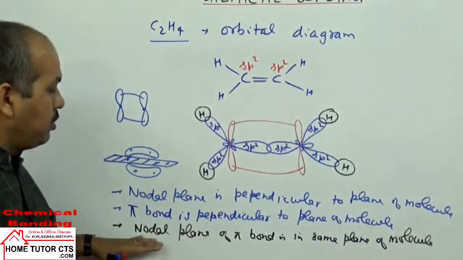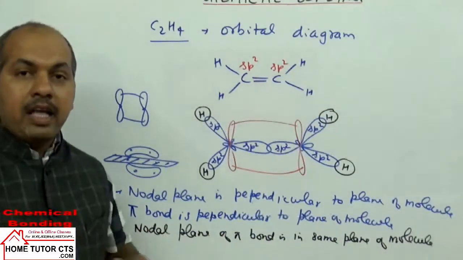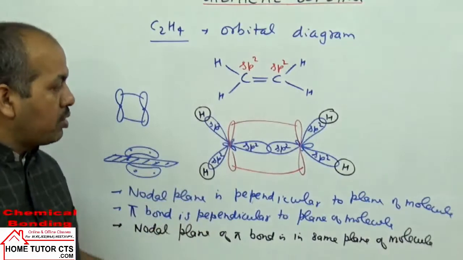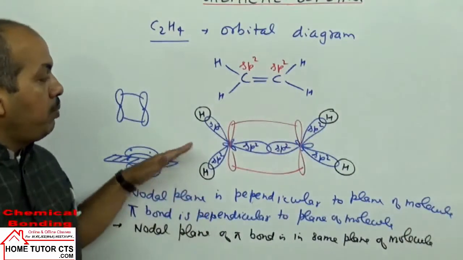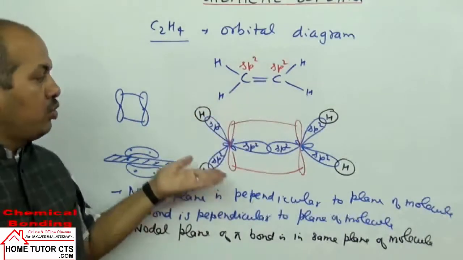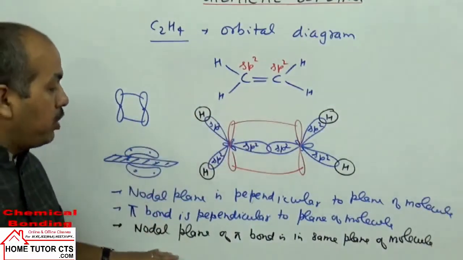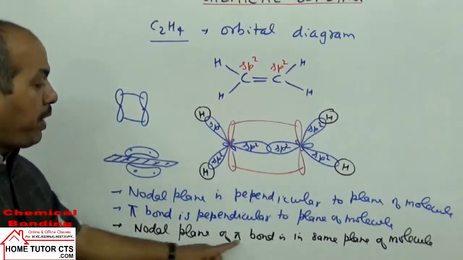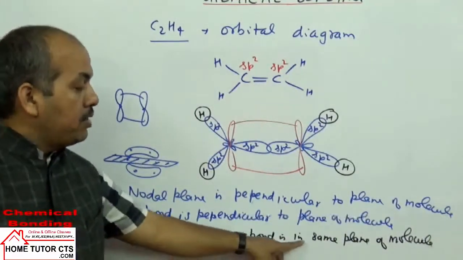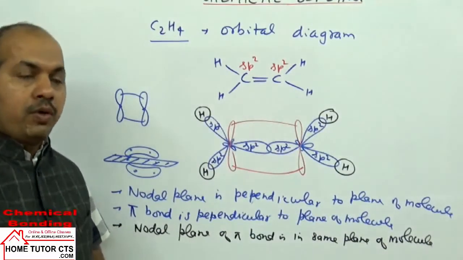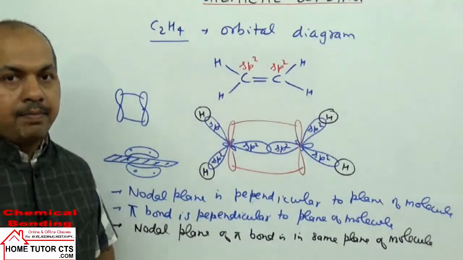This question was given: the nodal plane of the pi bond in the ethene molecule is lying where? Options were given in the question: it is perpendicular to the plane of the molecule, it is in the plane of the pi bond, or to the pi bond it is in the plane of the molecule. So the correct answer was this one, that the nodal plane of the pi bond is in the same plane as that of the molecule, or it is in the molecular plane.